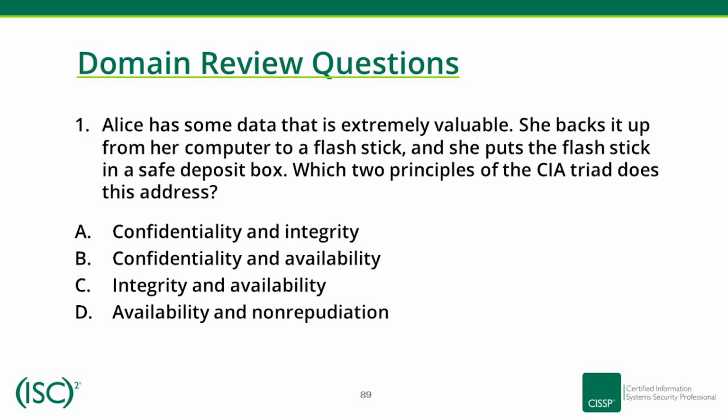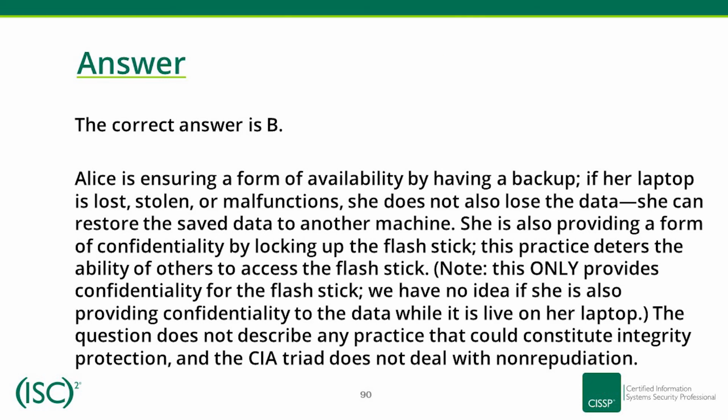Domain Review Questions. 1. Alice has some data that is extremely valuable. She backs it up from her computer to a flash stick, and she puts the flash stick in a safe deposit box. Which two principles of the CIA Triad does this address? A. Confidentiality and integrity. B. Confidentiality and availability. C. Integrity and availability. D. Availability and non-repudiation.